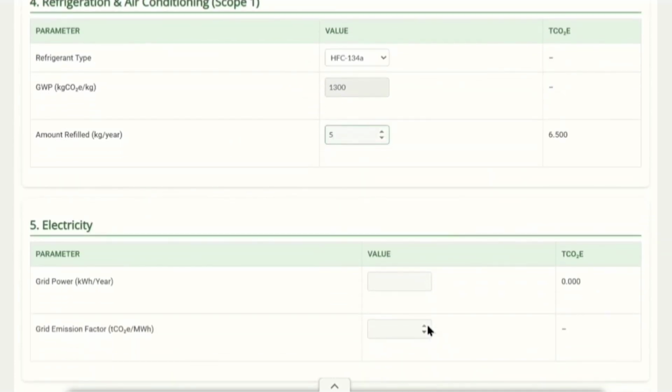Next is the electricity. This section captures indirect emissions from electricity consumption. Grid power consumption, let's say 10,000 kilowatt hours. Below that, you can also set the grid emission factor, which defines how much CO2 is emitted per megawatt hour of electricity. Let's say 0.71. Based on this, the tool calculates electricity-related emissions in tons CO2 equivalent. You can adjust the emission factor based on your country's electricity grid intensity.